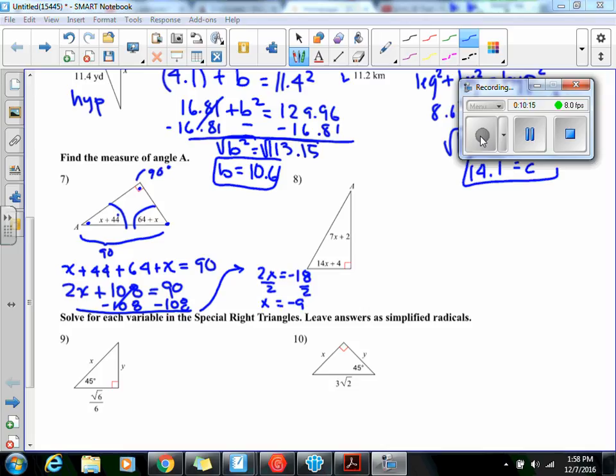And when I test that in these angles right here, when I plug in negative 9 in plus 44, I end up with a positive number. And 64 plus negative 9 gives me a positive number. So now I feel better about that answer.